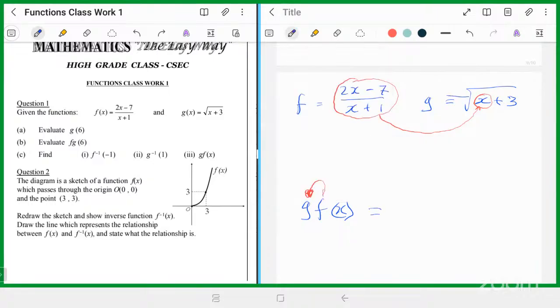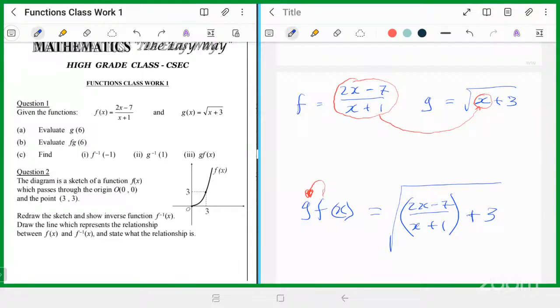So putting back the square root sign first, everything's going to end up under the square root sign. I'm going to draw it big and tall. Where the x is, I'm going to write the entire f function, 2x minus 7 over x plus 1. That's where the x is, right here. And there's a plus 3 beside it.